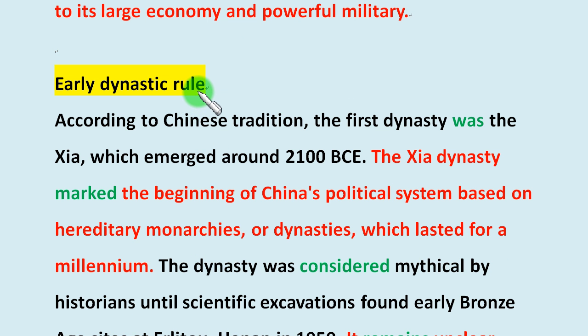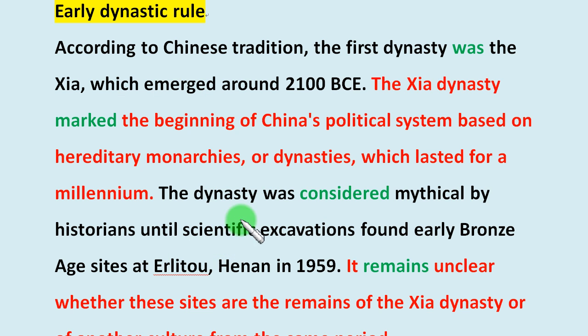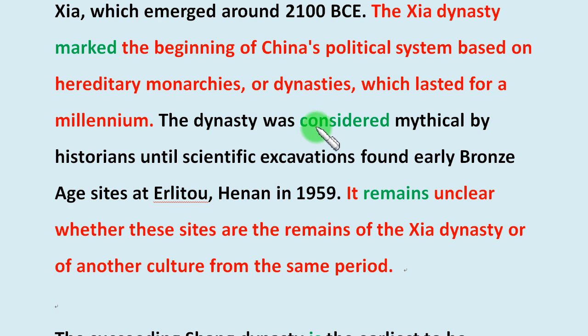Early dynastic rule. According to Chinese tradition, the first dynasty was the Xia, which emerged around the 2100 BCE. The Xia dynasty marked the beginning of China's political system based on hereditary monarchies or dynasties which lasted for millennia. The dynasty was considered mythical by historians until scientific excavations found early Bronze Age sites at Erlitou, Henan in 1959.